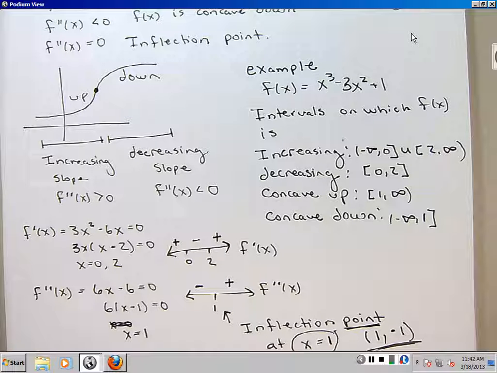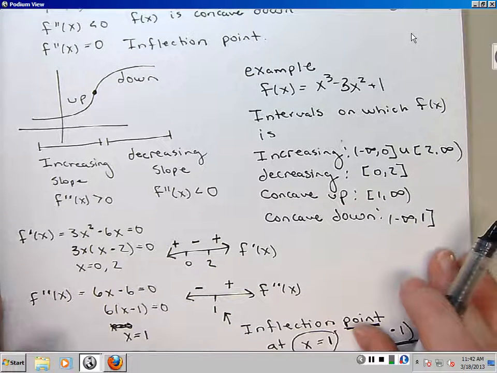If I'm decreasing, let's see if I can do this. If I'm decreasing and I'm concave down, I go like this. If I'm decreasing and I'm concave up, I go something like this. Right? So, more like that. So depending on decreasing, increasing, and your concave up, concave down, let's look at the graph of this function.